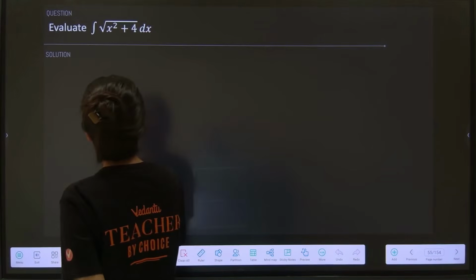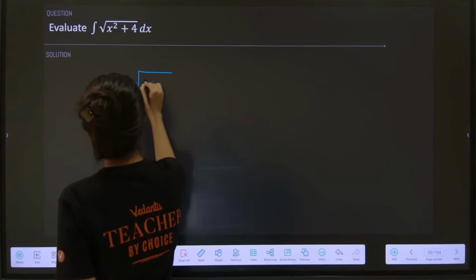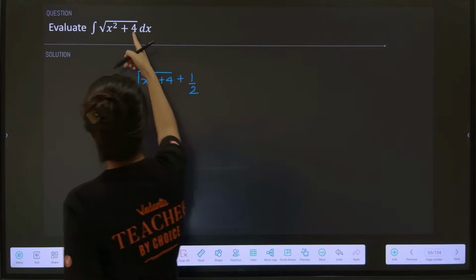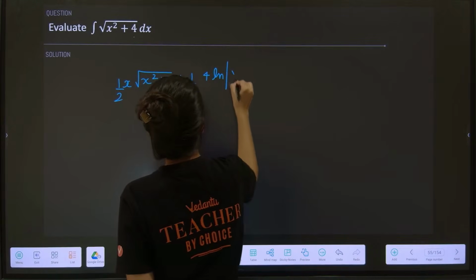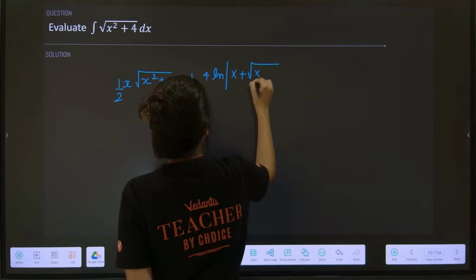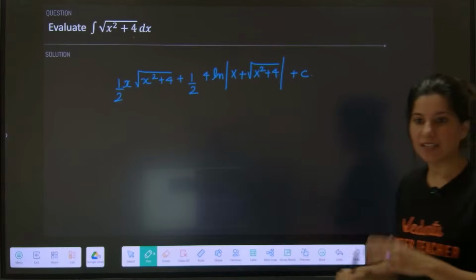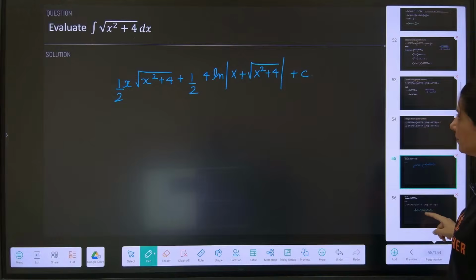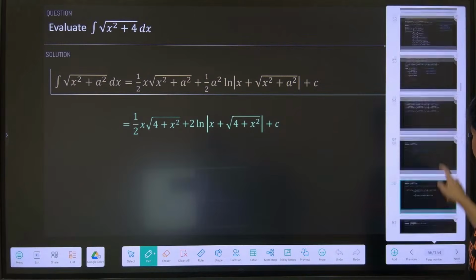Square root x square plus a square, bam. Okay, half x, copy paste, plus half a square. So this is a square. And you know what? Previous old formula, which is log of x plus copy paste. That's it. See, understand the pattern, you will be done. So this will be your answer. Okay.